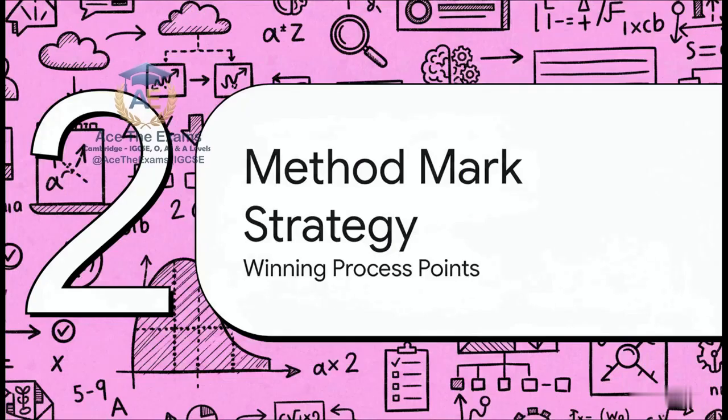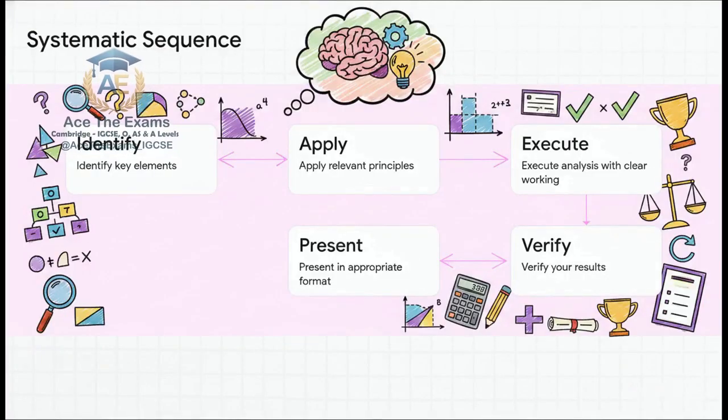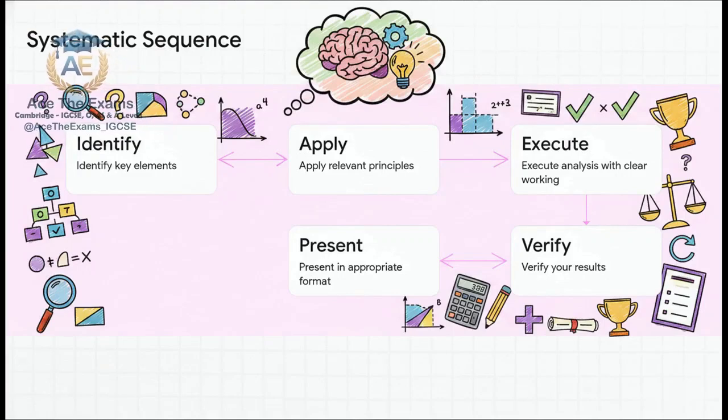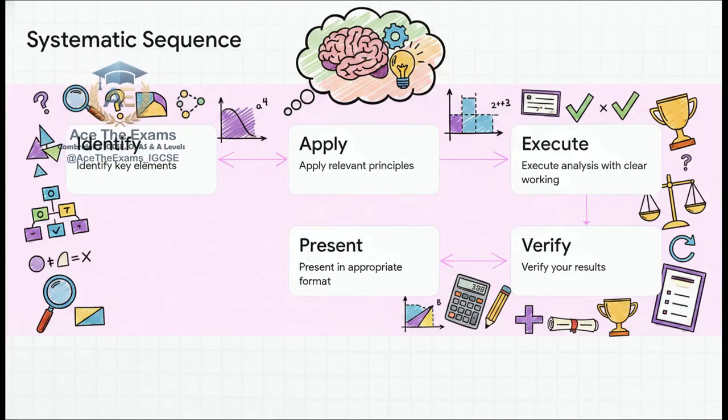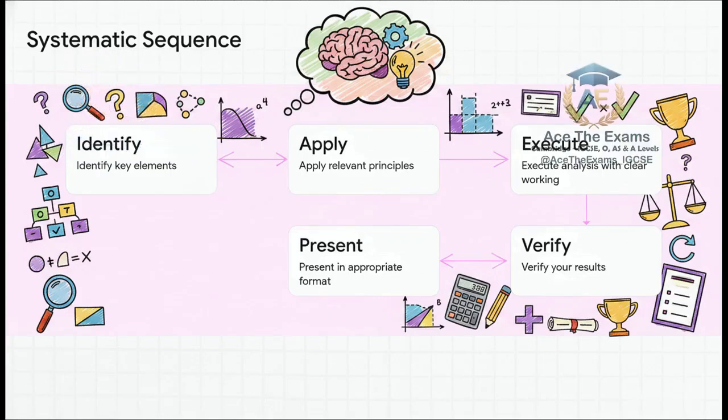Moving on to phase 2, the method mark strategy. This is all about winning points for your process. Let's map this out on our digital grid overlay. In Cambridge Math, your analytical process is honestly just as critical as your final numeric answer. We need to zero in on the exact methodology examiners scan for when awarding method marks. It's a standardized 5-step sequence. 1. Identify the key elements from the prompt. 2. Apply the relevant binomial principles. 3. Execute your analysis with crystal clear working. 4. Verify your results. And 5. Present them in the appropriate format.